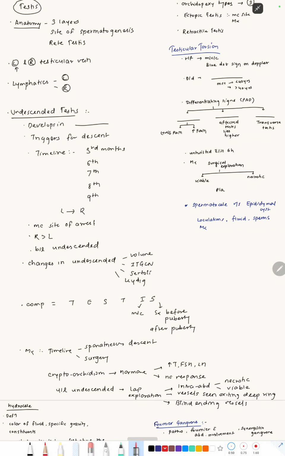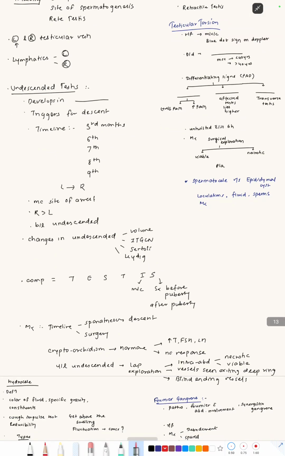Undescended testis: the testis develops in the genital ridge. Now there are certain triggers that help in the descent of the testis. There are three important triggers. The first is the pull of the gubernaculum, then the hormonal factors, but the most important is the differential growth of the abdominal wall. So differential growth of the abdominal wall is the most important.